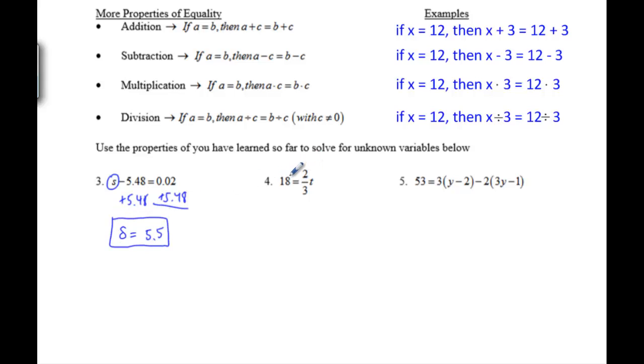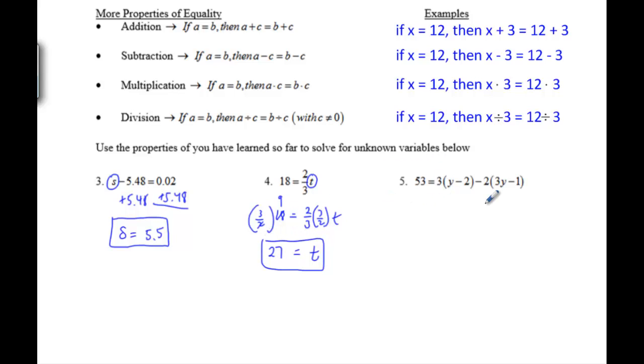Here, we have a multiplication property, but we need to get t by itself. Which means, how do we get a 1t? That means we have to get rid of this 2/3. Well, the best thing to do is multiply to get 1. We're going to multiply by the reciprocal. So we're going to multiply 18 by 3 halves, which leaves us with t is equal to, that goes in 9, so we get 27.